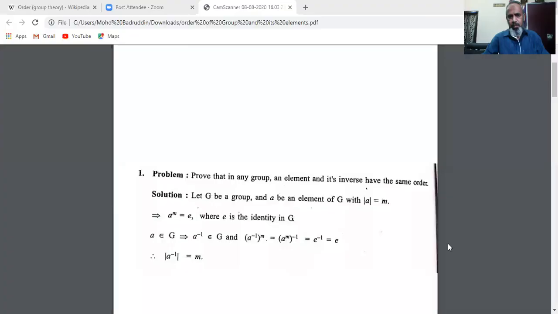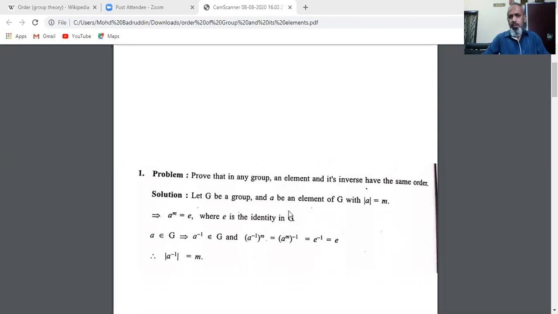So let us see some more problems on order of an element and order of the group. Let us share the screen. This is one problem. Prove that in any group, an element and its inverse have the same order. So this is the problem. We have to prove that in a group, the element and its inverse have the same order.